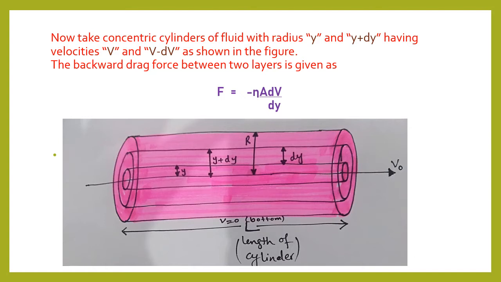You can see here there is a cylinder and we have considered concentric circles of the fluid in two layers. One is in the center, near the axis of the cylinder, another is at the width of y plus dy, and the third one is of the width dy, and the inner cylinder is of the width y. The radius from the central axis to the outer edge is r. At the edges the velocity is 0, and the length of the cylinder is taken as L.